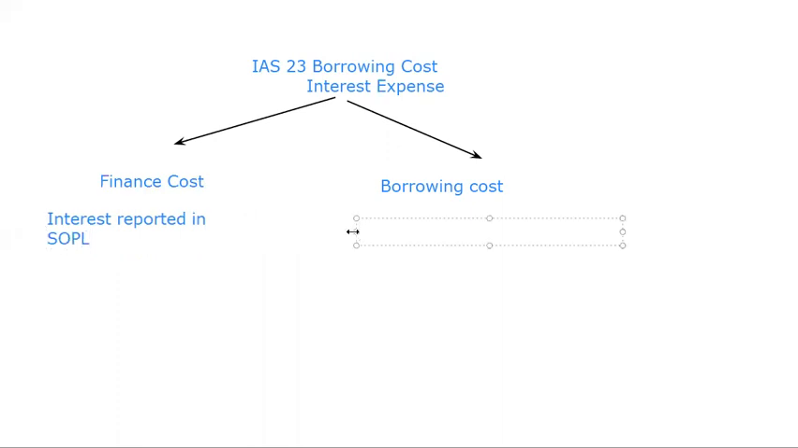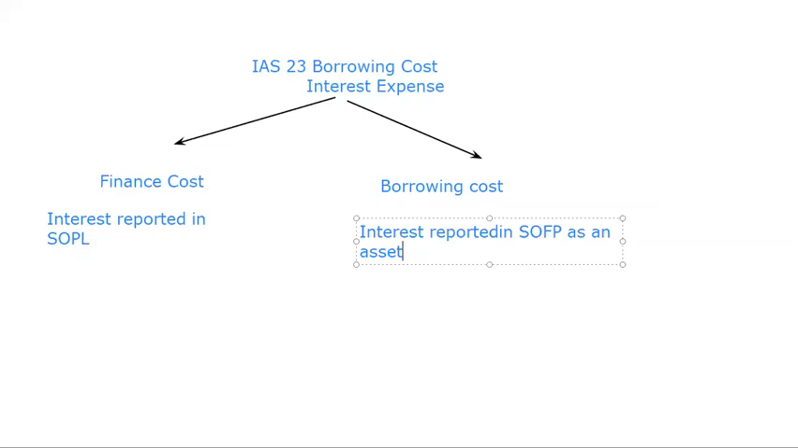And interest we record in SOFP as an asset, right? We add it into the cost of the asset. So interest reported in the balance sheet as an asset, capitalized interest, is called borrowing cost. So we don't use the title interest expense anymore. Interest expense recorded in the statement of profit and loss is called finance cost, and interest expense recorded in the balance sheet is called borrowing cost. That is capitalized interest. Okay.